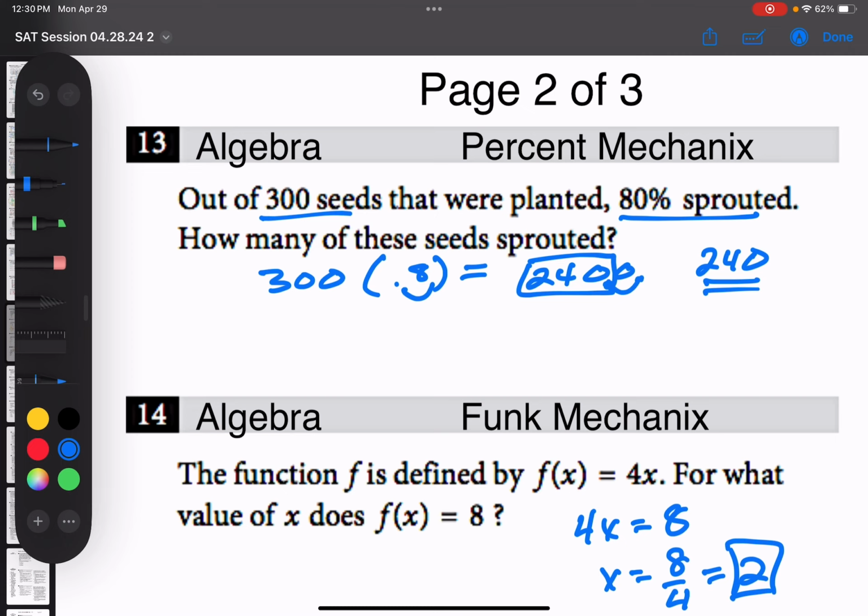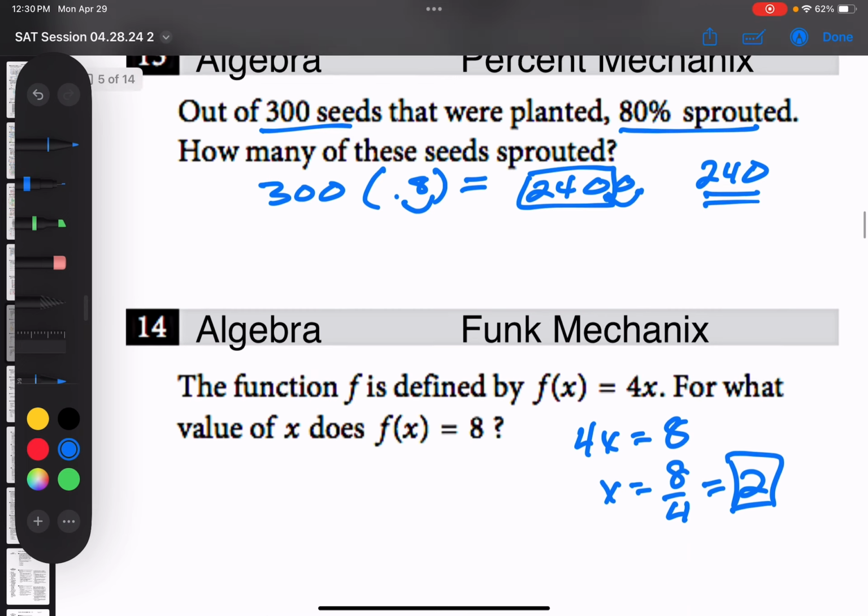But Mr. Alberto, what about that question? We did 100% plus 80%. No, that's if it increased 80% over last year, then it would be 100 plus 80%. But in this case, it just said 80% of, or times, the 300 sprouted.